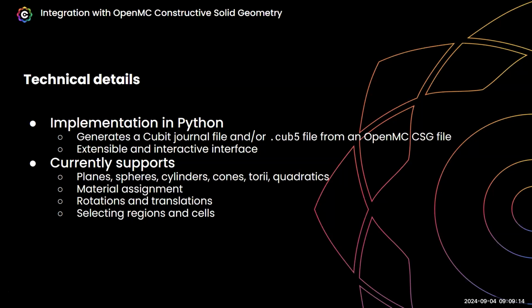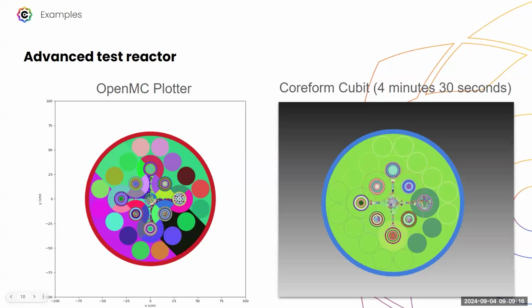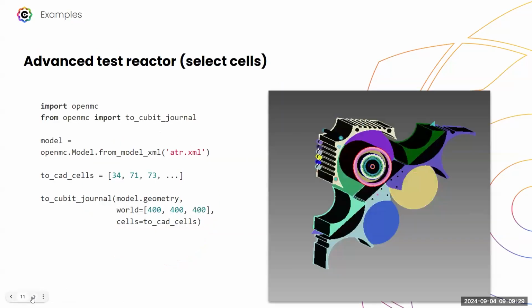Going to go to the next page. Here's some examples of the types of complexity that we can handle compared to the visualization in Qubit compared to the OpenMC plotter. If you go to the next slide, then it shows this in 3D. And also one of the benefits of this is that you can isolate small parts of the CSG model. So you can check for overlaps or how the CAD geometry will fit alongside the CSG geometry.